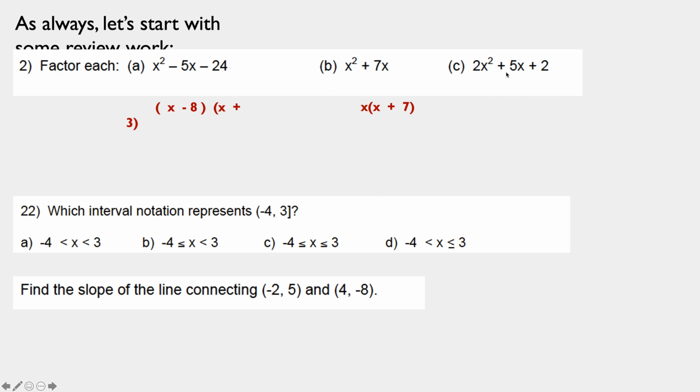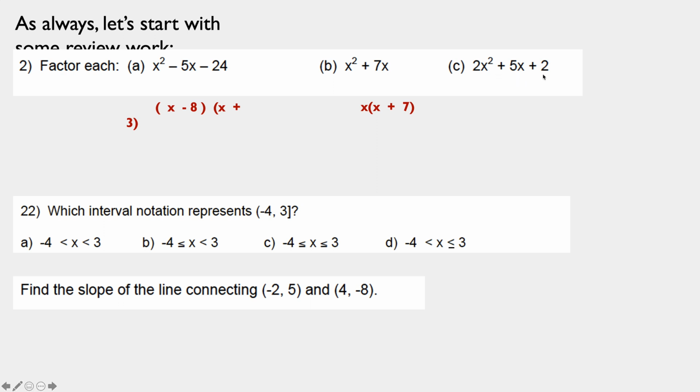The last one. Now the first one wasn't bad, right? It's two numbers that multiply out to negative 24 and add up to negative 5. And you could do it in the calculator, right? Y1 would equal negative 24 divided by x. Y2 would be that in parentheses plus x. Look for negative 5 in the last column.